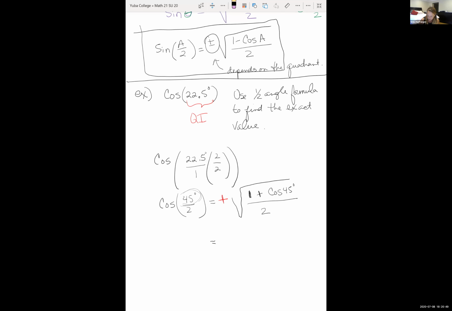So this gives me 1 plus cosine of 45, which is root 2 over 2, all over 2. For my numerator, I'm getting a common denominator. This is 2 over 2 plus root 2 over 2. So that numerator could be rewritten as 2 plus root 2 over 2.